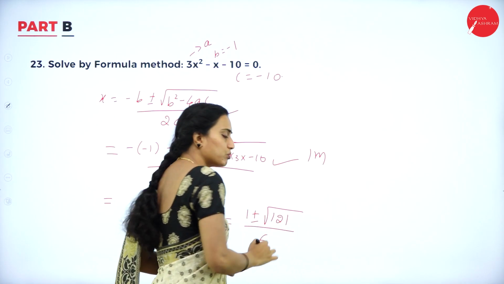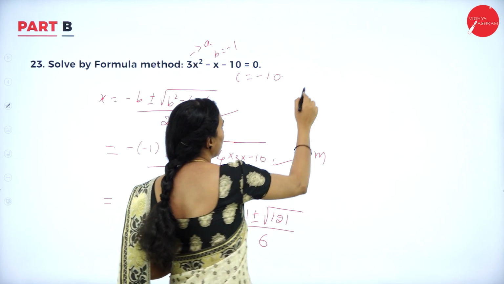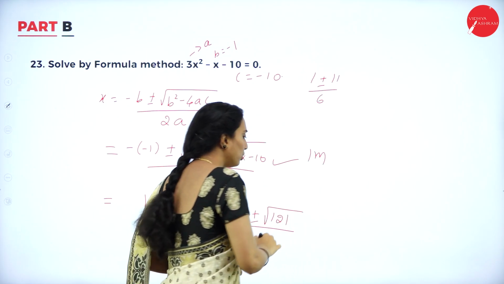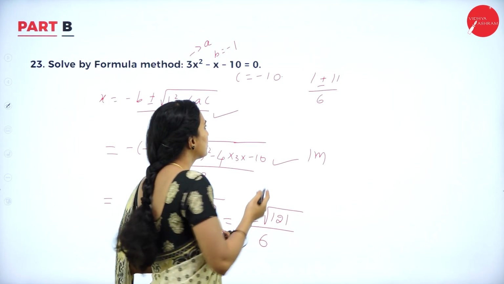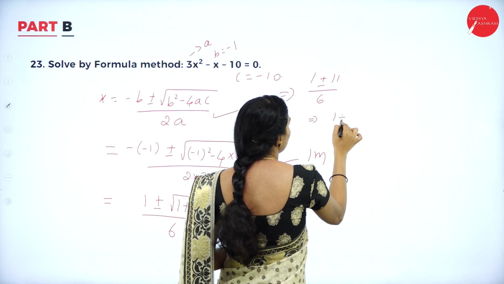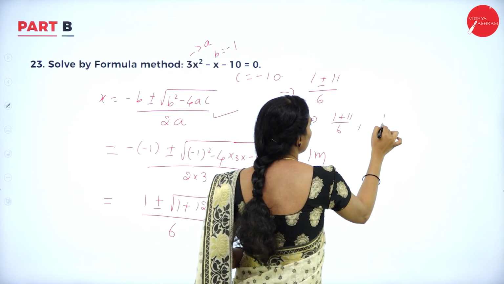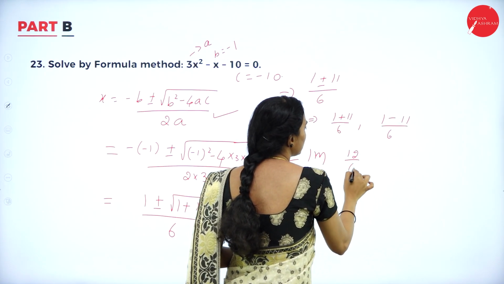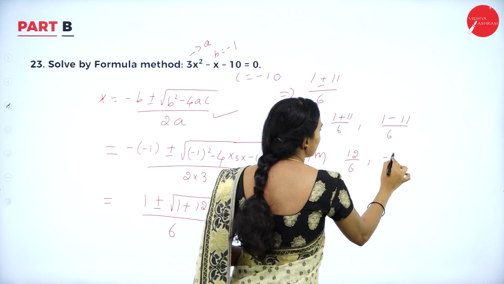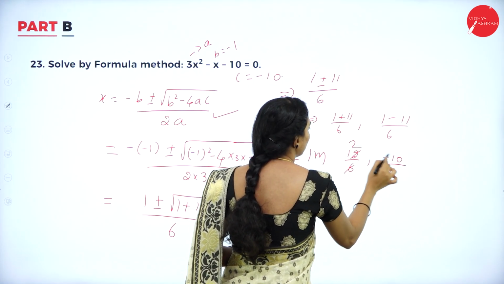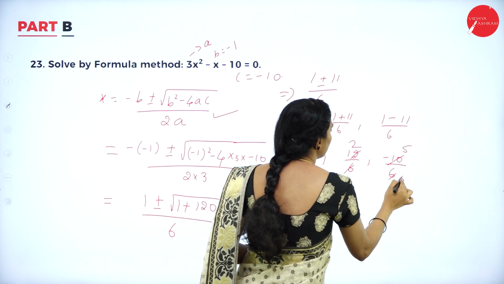And then writing this one, the next step is nothing but 1 plus or minus 11 divided by 6, because root 121 is what? 11. So, therefore, here 1 root is nothing but what? 1 root is 1 plus 11 by 6. Another root is 1 minus 11 by 6. Now, 1 plus 11 by 6 is 12 by 6. 1 minus 11 by 6 is minus 10 by 6. Now, 12 by 6 is nothing but 2. Now, here 2 5s are 10, 2 3s are 6.